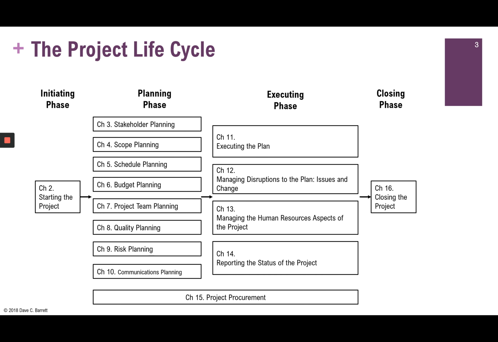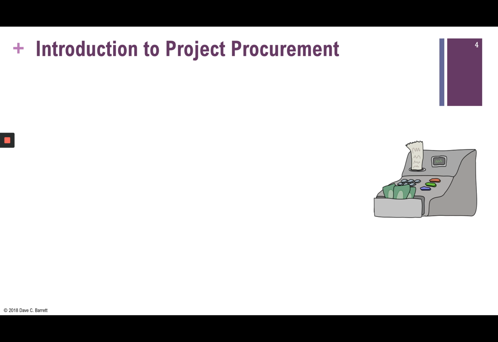Now, in terms of the project lifecycle, we've gone through initiating, planning, and executing. Now we come to this thing, project procurement, that runs along the bottom, overlapping with both the planning and the executing phase. And so the initiating phase, regardless of whether procurement is involved or not, is essentially the same. Procurement can affect both the planning and the executing phase. So let's look a little bit more into that as we go forward.